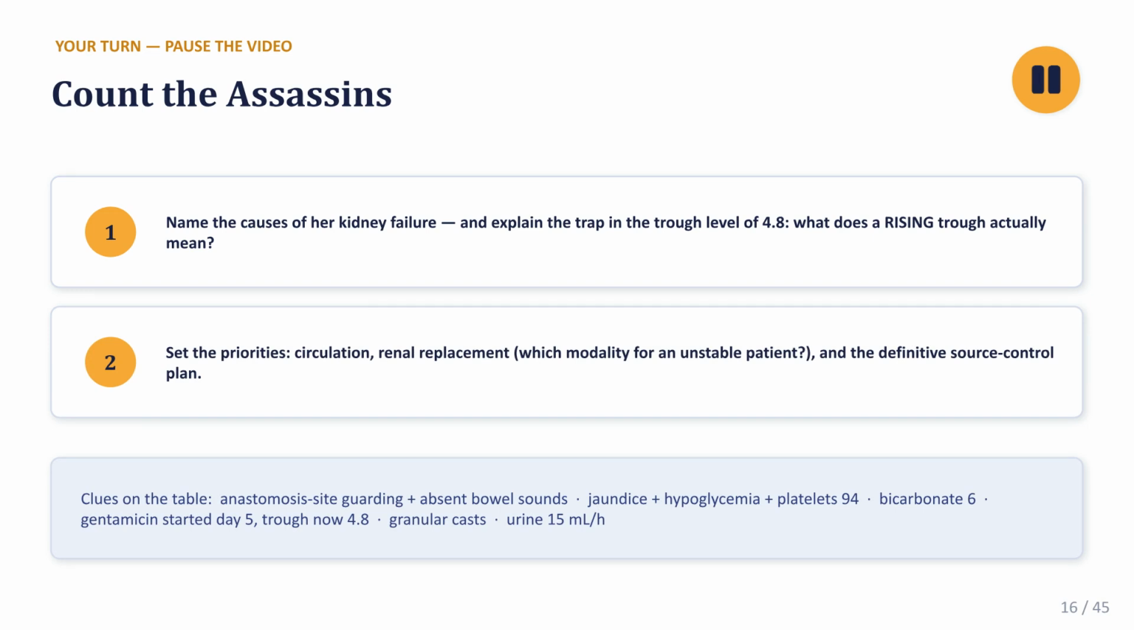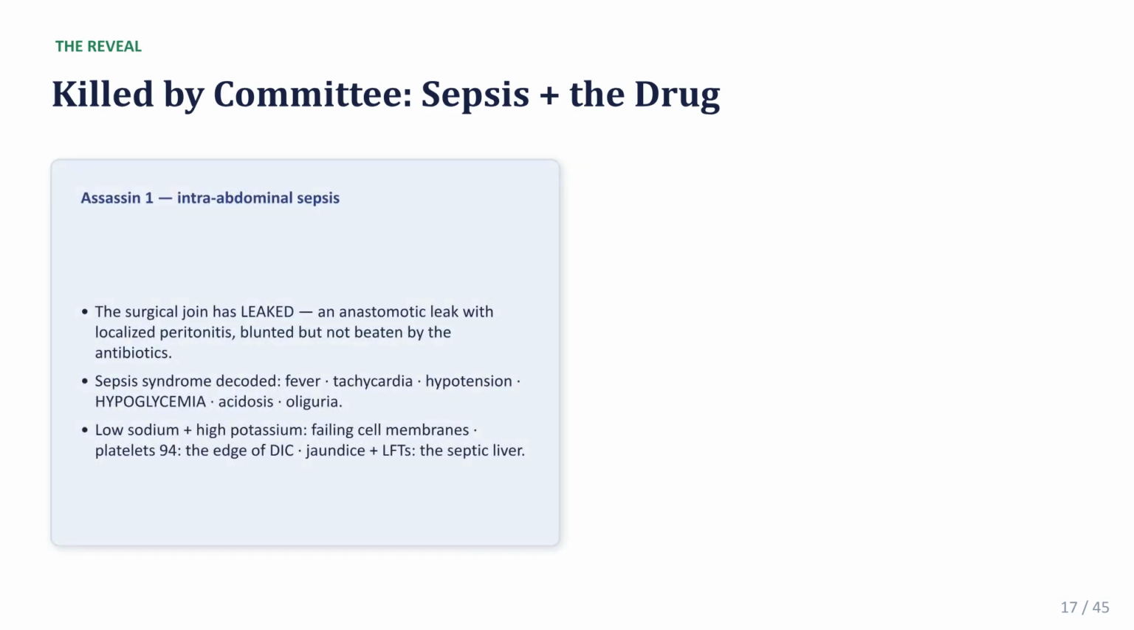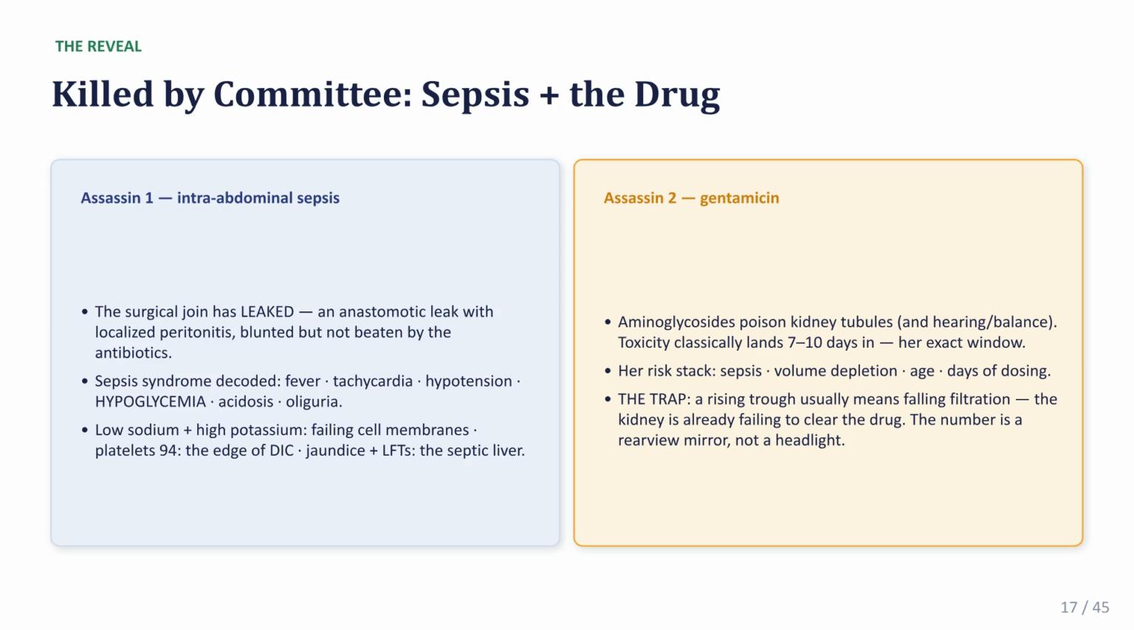You must count the assassins. Her kidneys were killed by committee. First, intra-abdominal sepsis from an anastomotic leak. The sepsis syndrome is evident across her vitals and labs. Second, gentamicin toxicity, which peaked during her 10-day window.